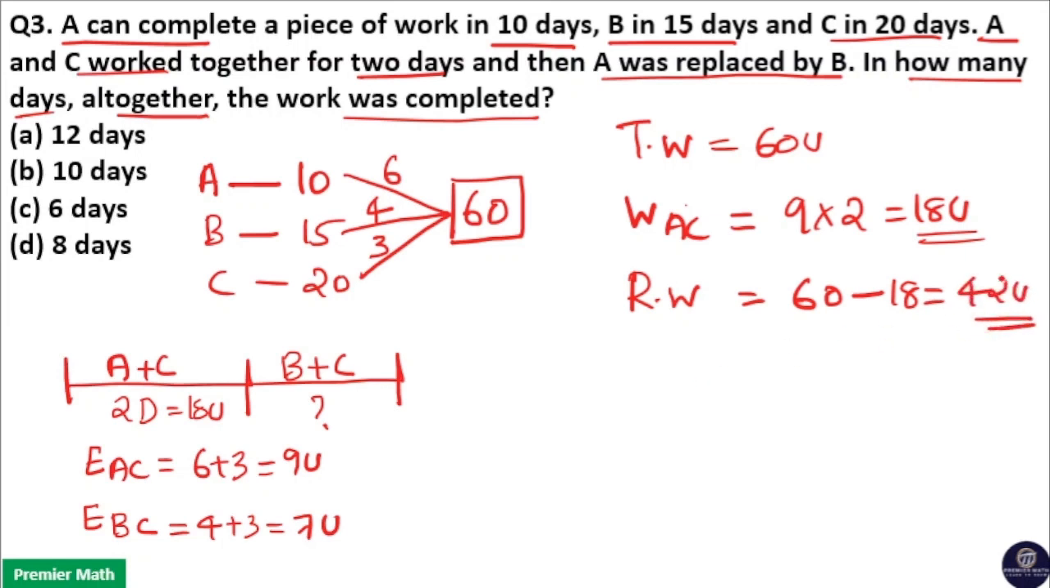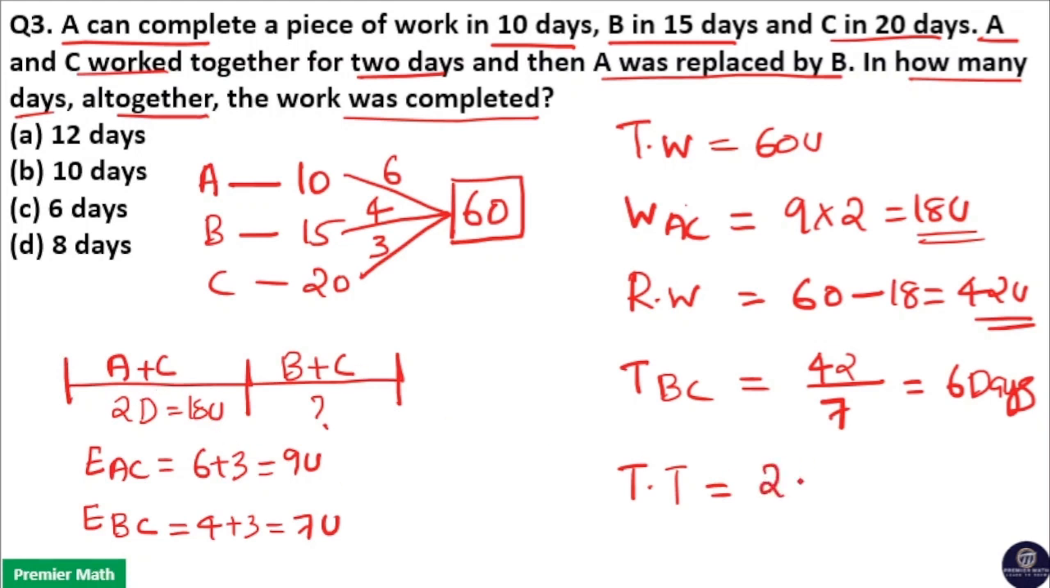This is completed by B and C. So the time taken by B and C to complete the remaining work: the remaining work is 42 units and the efficiency of B and C is 7 units. So B and C will take 6 days to complete the remaining work. So the total time taken by all three is 2 days plus 6 days, which is equal to 8 days. So 8 days is taken to complete this work. Option D is your answer.